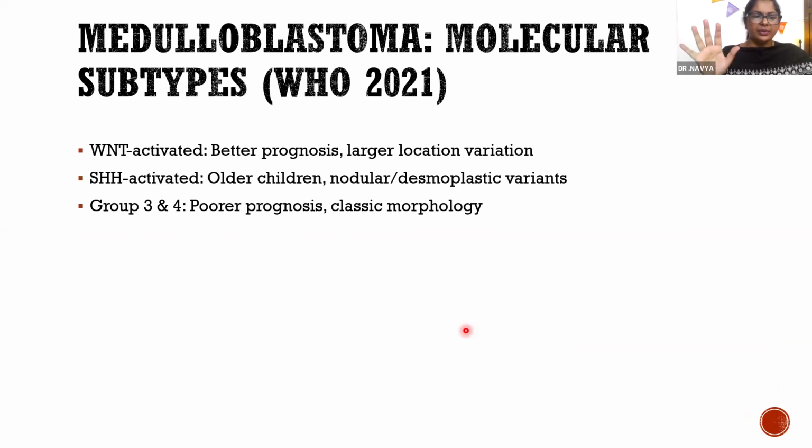So these are the types. Just remember, WNT is good prognosis. 3 and 4 are poor prognosis. 3 and 4 are in the center. WNT is up and out.